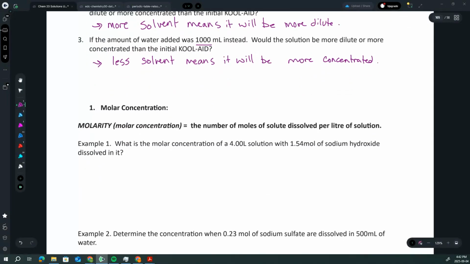All right, now moving on to molar concentration. Now, one thing to note is that molarity just means molar concentration, and molar concentration is represented in the units of moles per liter.